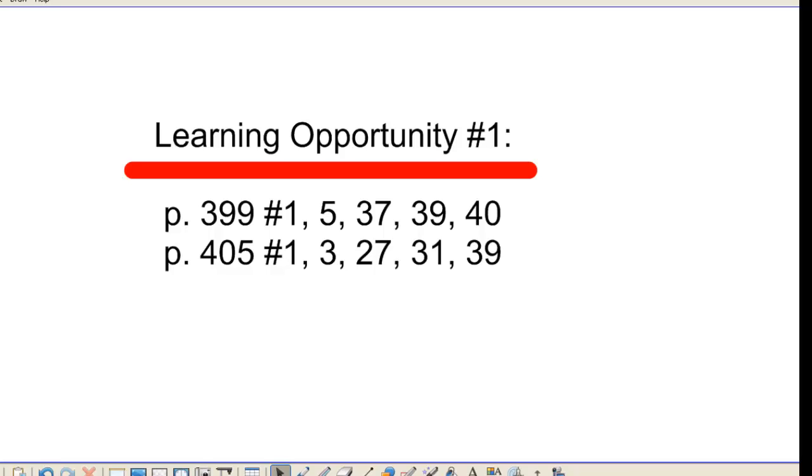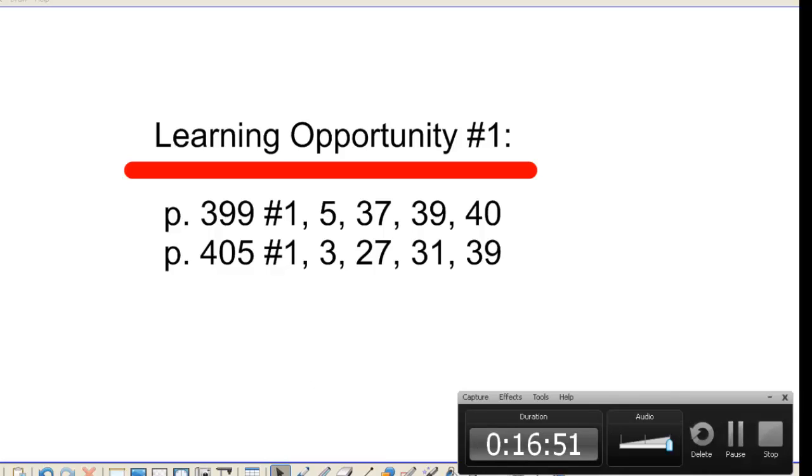So at this time, you are ready to approach learning opportunity 1. Notice that it's not a ton of problems. It's quality, not quantity. And if you have any questions, let me know. You will have some time tomorrow in class to work on this assignment.